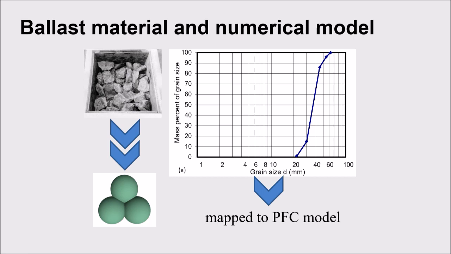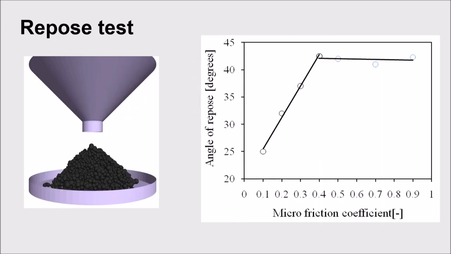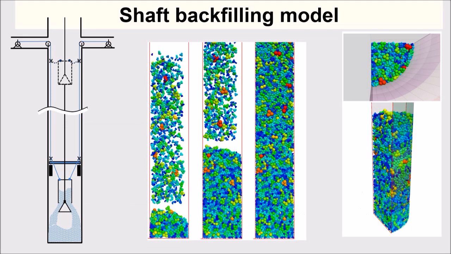And here is some information about the material. It's a rock ballast, and using the discrete element method, we try to model the grain shape. But actually, modeling the real grain shape is impossible, so I use very basic clumps. The grain size can also be mapped into the PFC model. After calibration, for example of the repose test, we can obtain the relation between the micro parameter and the angle of repose, and we can obtain the micro friction. After that, we put it into the main model of shaft backfilling. On the left side, you can see the sketch of the model of the backfilling work in the rain test.